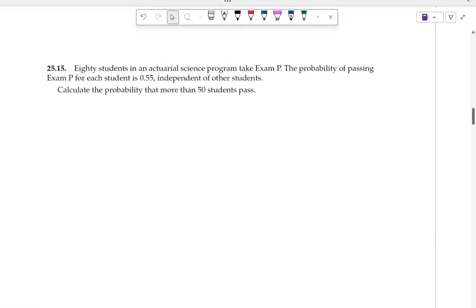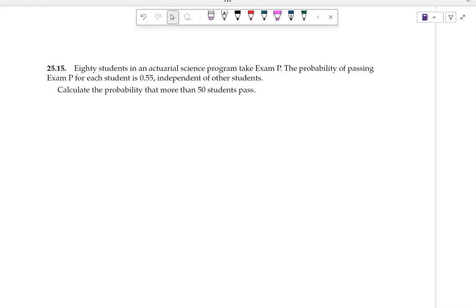All right, let's see what we got. 80 students take an actuarial science exam. Probability of passing is 0.55. And assuming students aren't cheating, we're going to assume that it's independent. Okay. All right. Calculate the probability that more than 50 pass. What type of distribution are we talking about here? You've got probability is the same for every single student passing. You've got 80 students. It's binomial, right? So this is a binomial distribution.